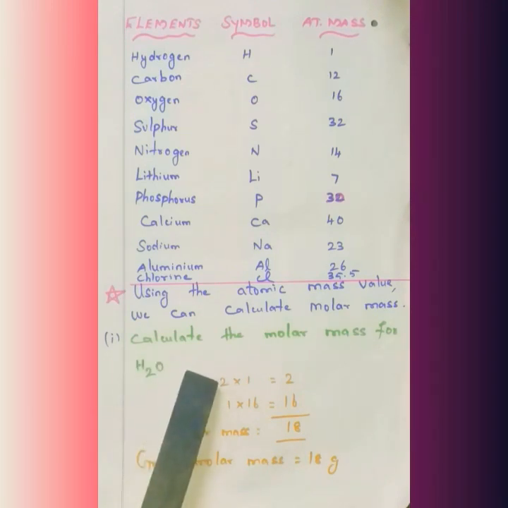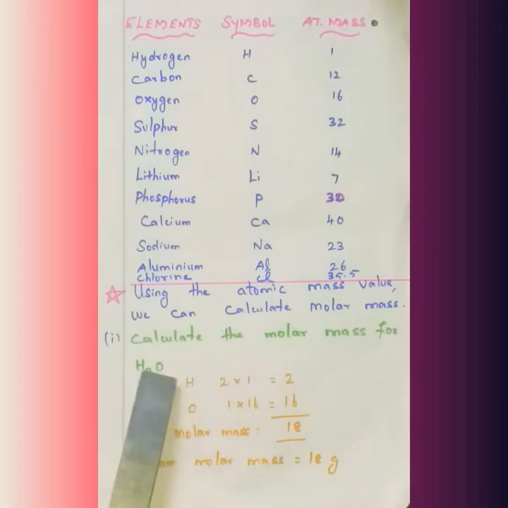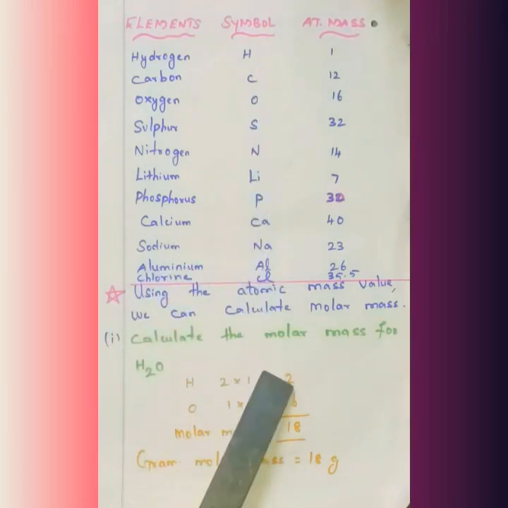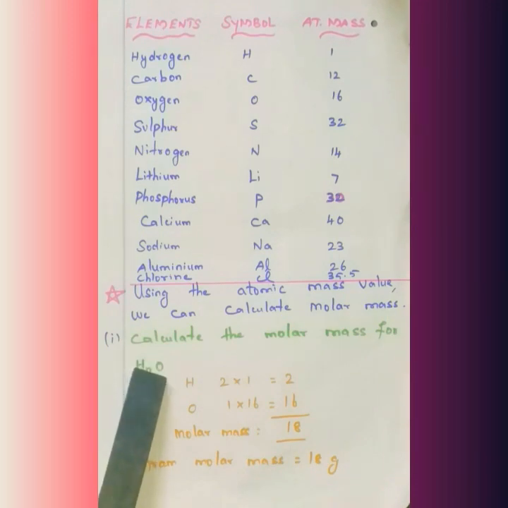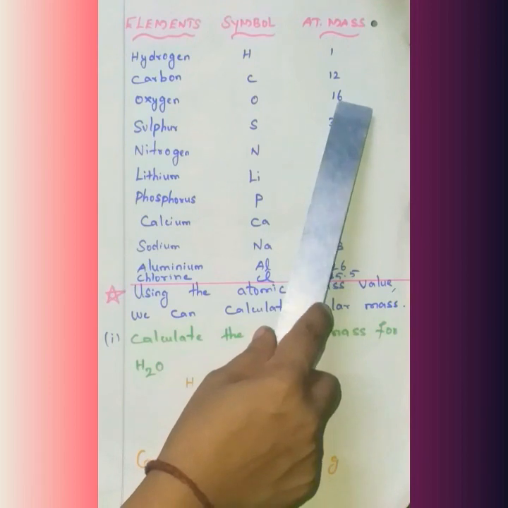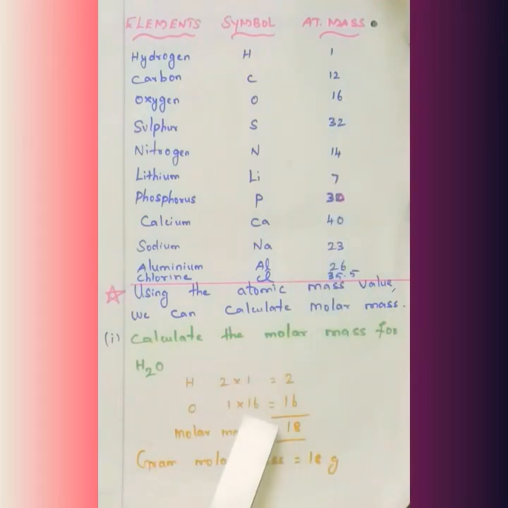Then how many atoms are present? Then we multiply it with their atomic mass. Hydrogen atomic mass is 1, so 2 into 1, 2. Then oxygen, only 1 oxygen is present, and its atomic mass is 16, so 1 into 16, 16. If we add this, we get 18. So 18 is the molar mass or molecular mass of water.